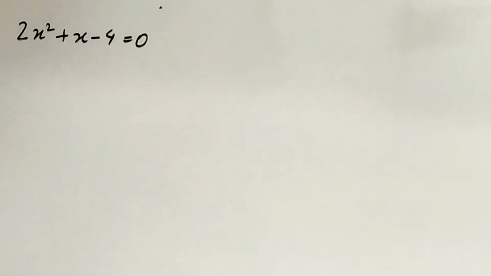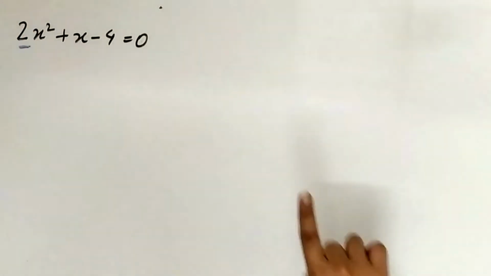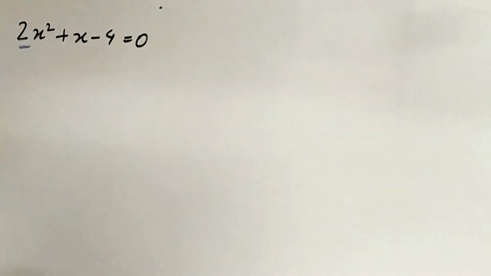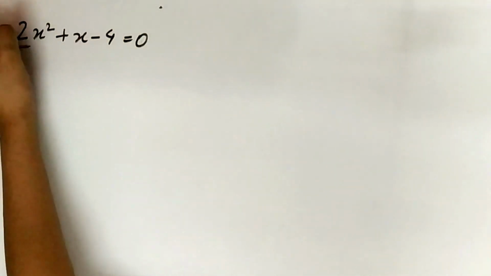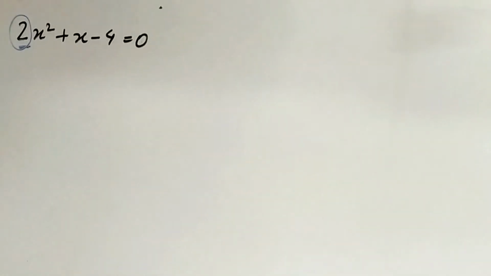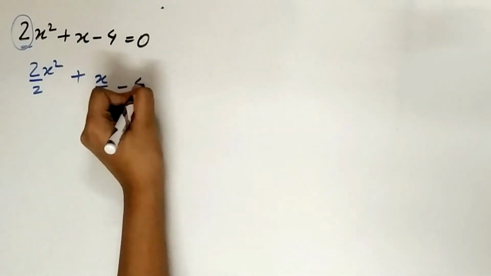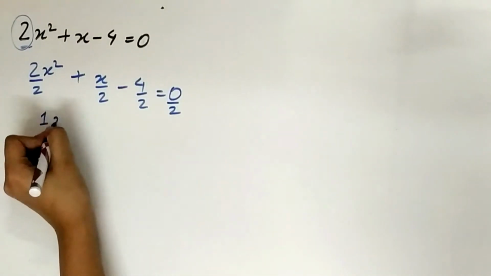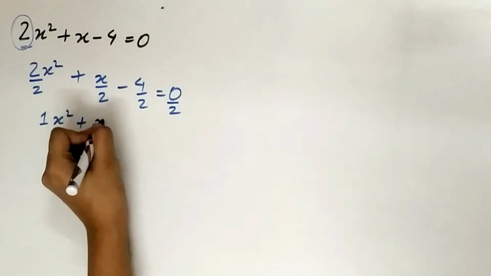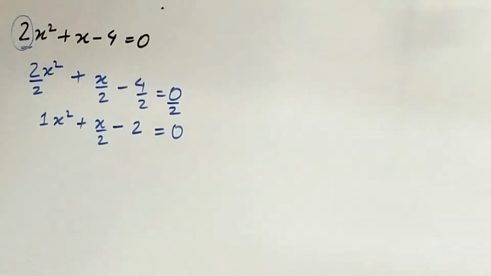Try to follow the steps. Step number 1 is to check whether the coefficient of x square is 1 or not. If it is not, then divide the entire equation by the coefficient of x square. In this case, divided by 2. 2 by 2 is 1, 1x square plus x by 2 minus 4 by 2 is.